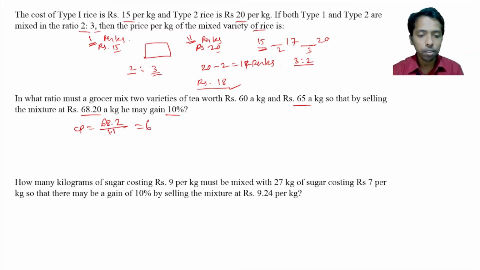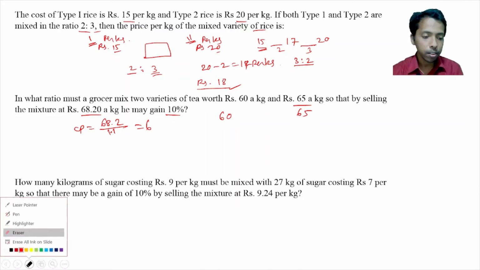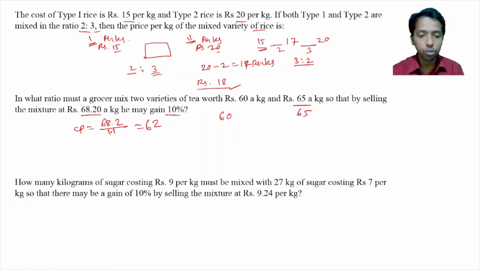So 6.6, that means 66, right? Okay, now this is 66. Initially this is 60 and this is 65. Not 66, this is 62. Just fix it. Okay, this is 62. Now this is initially one variety, this is the second variety, and this is the mixture. What's the difference here? That is 2. What's the difference here? That is 3.